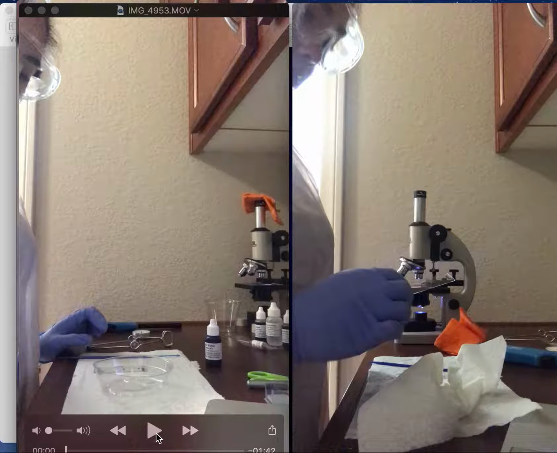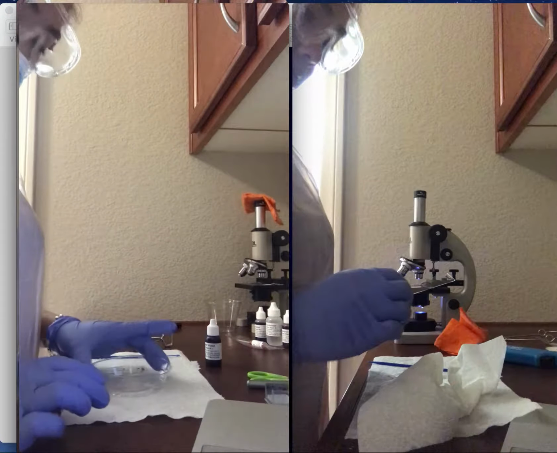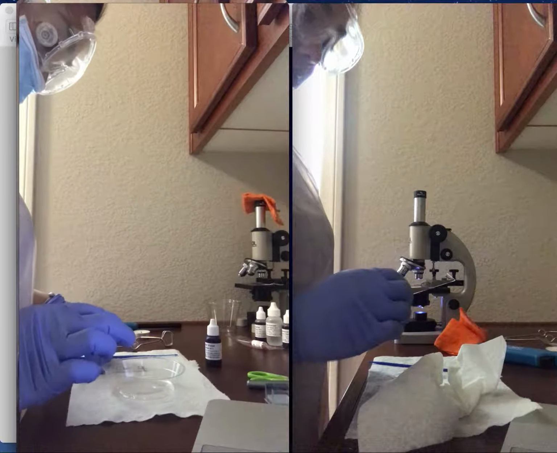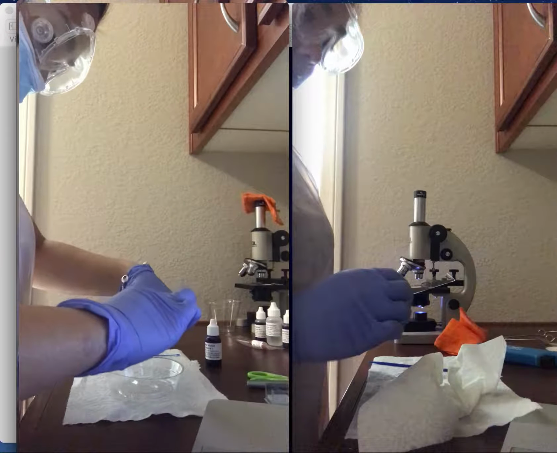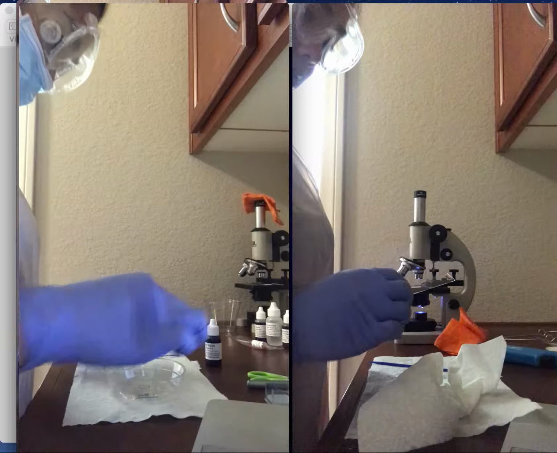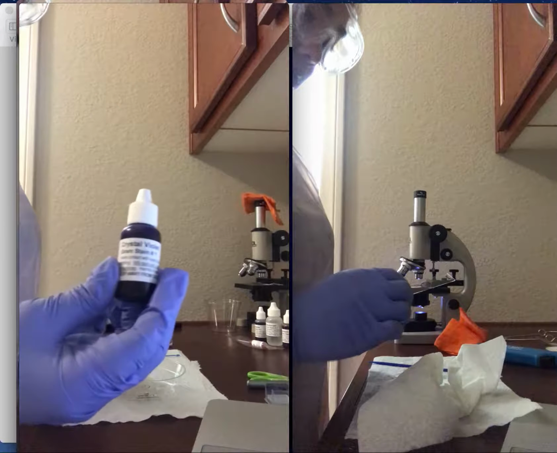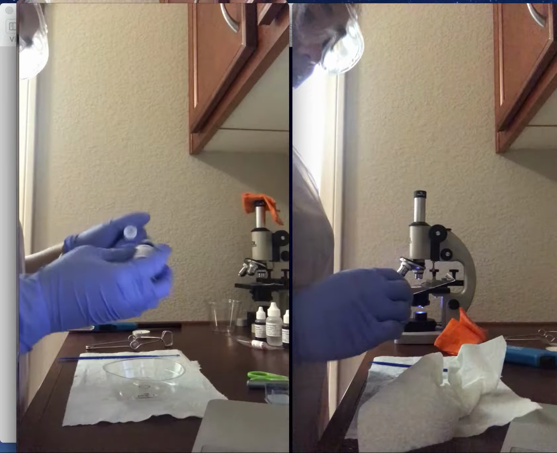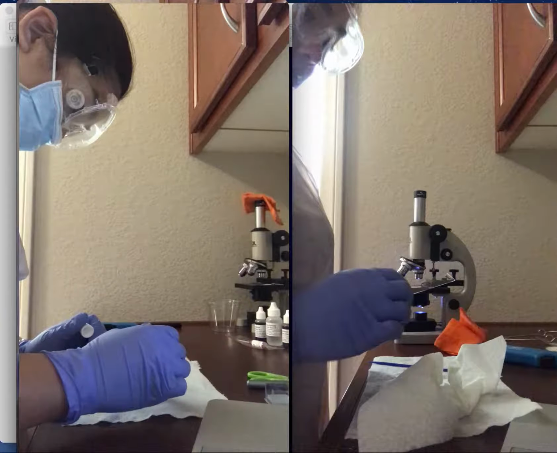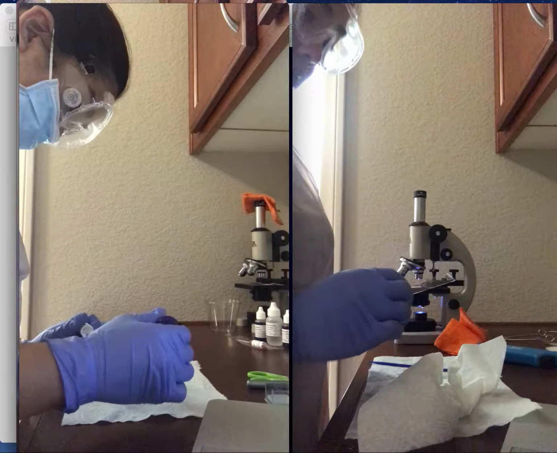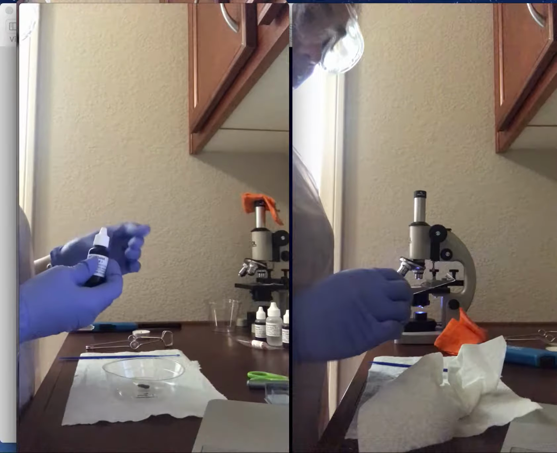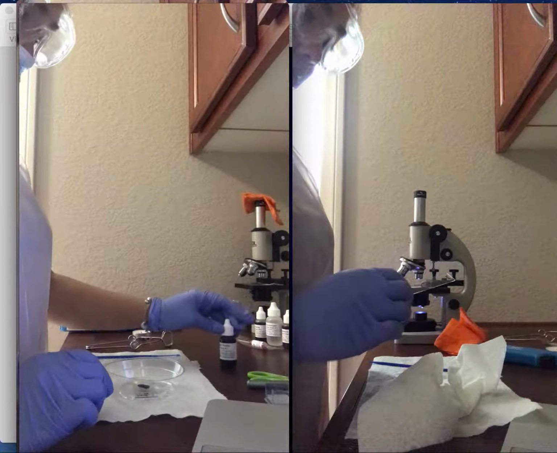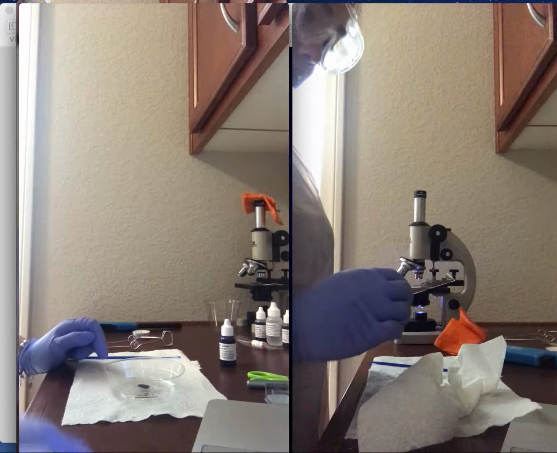So once the slide has cooled off, we are going to start staining our slide. Putting our slide sample in the staining tray, we add 1 to 2 drops of crystal violet, or the Gram stain number 1, within the circle of our slide, and let it sit for about 60 seconds.